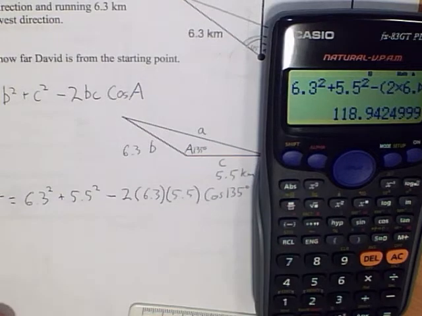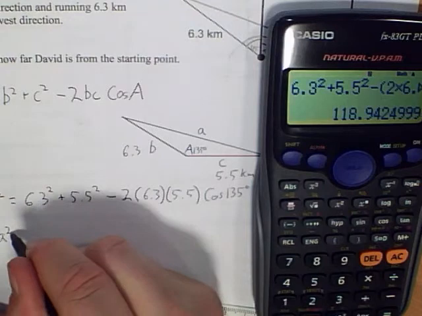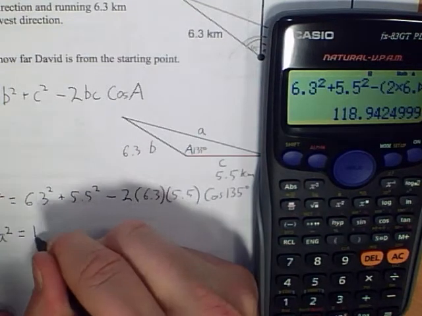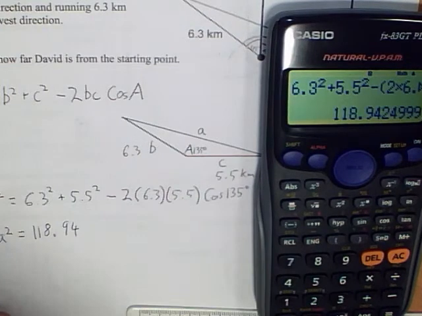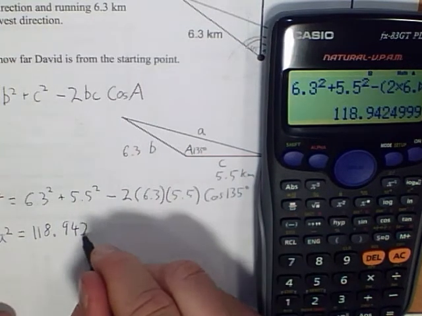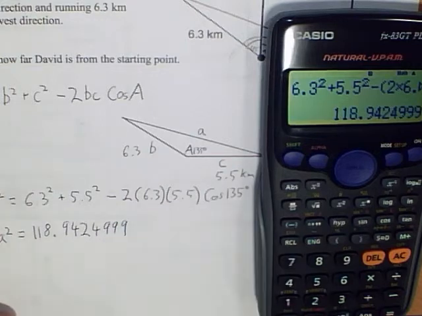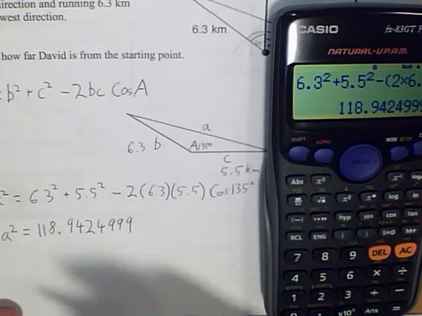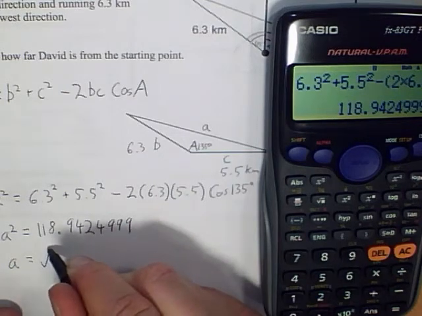Gives me 118.94. So that gives me a squared. You just need to be good with your calculator skills to make sure you're putting that in correctly. A squared equals 118.94. And I'll include more digits because I do not want to lose accuracy at this point. Okay, only round at the end if you're going to round. So a is therefore equal to the square root of that.